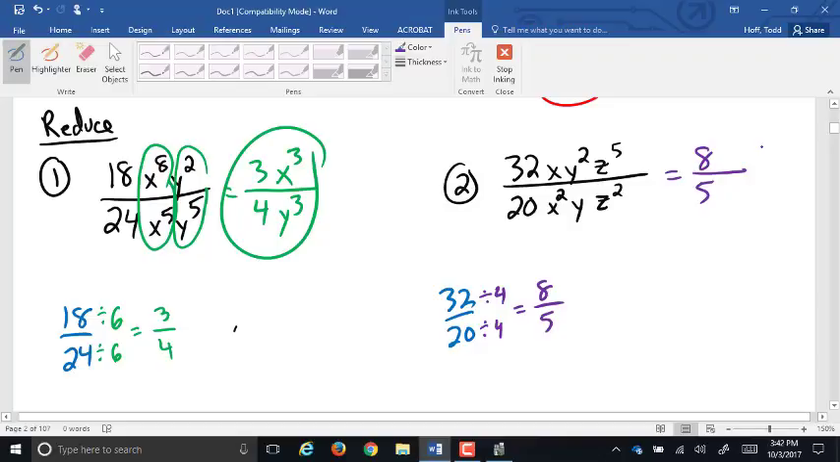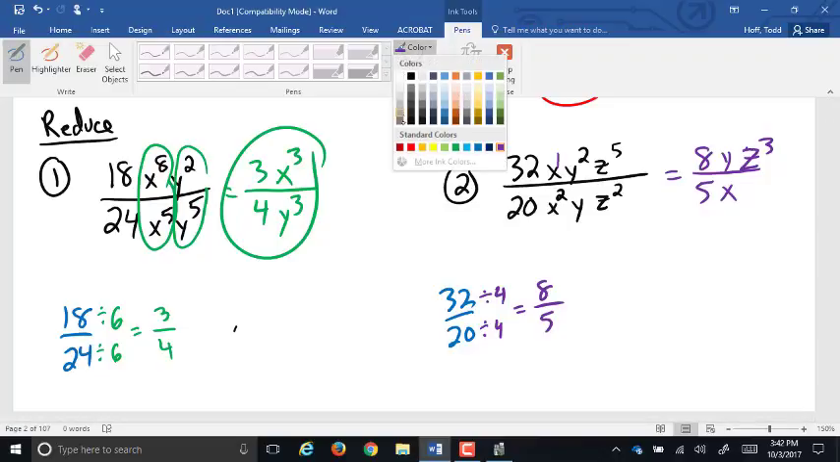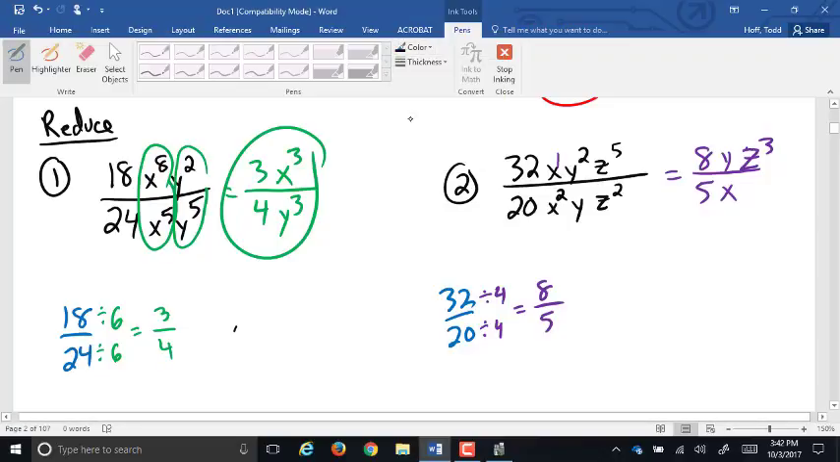Now where's the x going to go? X is in the denominator and a power of 1, just x. Think of this as x to the 1, 2 minus 1 is 1, so it's x to the 1 or just x. Y is going to be numerator with a power of 1, so just y. And z is going to be numerator with a power of 3. So 8y z to the 3rd over 5x. Any questions on either of those?